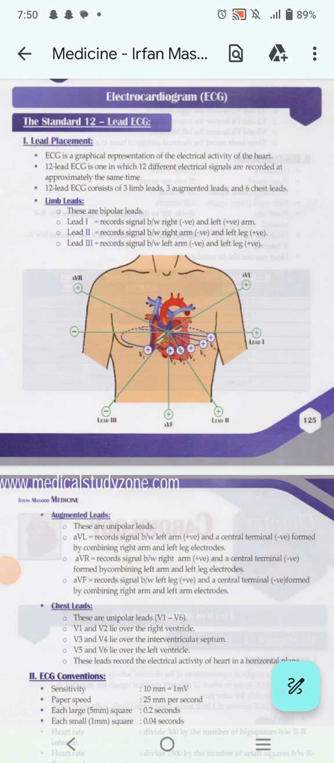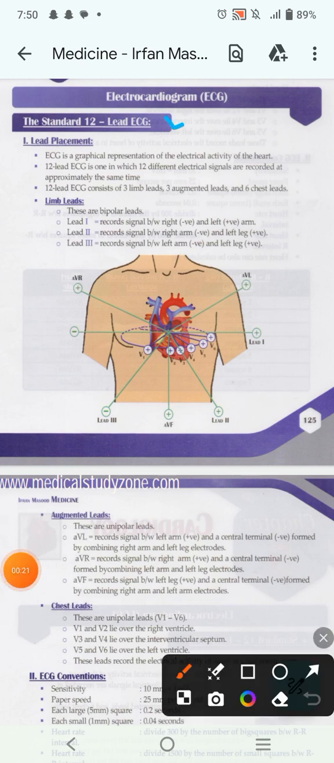We were discussing the standard 12 lead ECG, and I told you that in the standard 12 lead ECG, we are having a view of the heart from 12 sides. Here, 12 lead ECG means that 12 leads are obtained by using this ECG, like there are 3 limb leads, 3 augmented leads, and 6 chest leads.